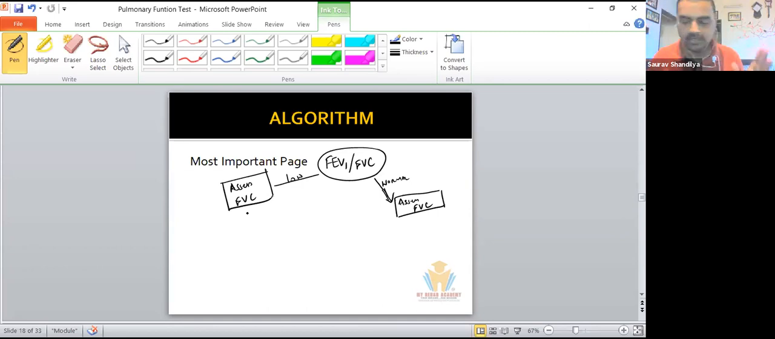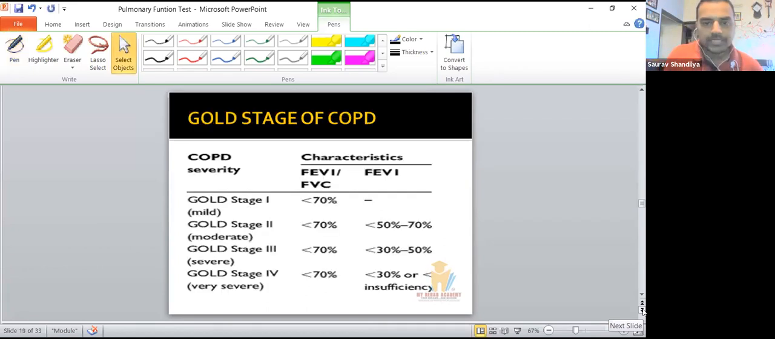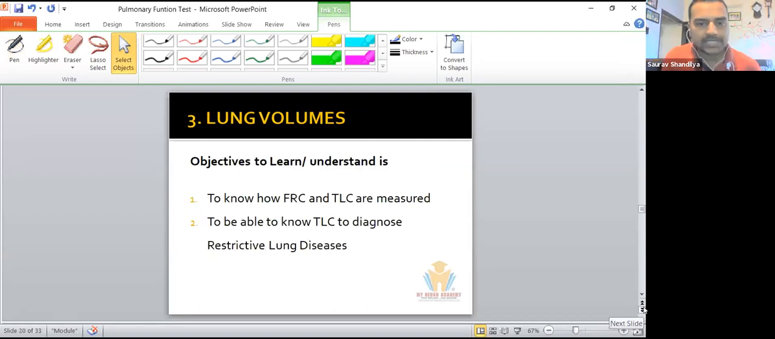Then how will you actually come to this picture? Like, what is the real one? Okay, we'll leave this page in between right now, and we will go ahead and learn how total lung capacity actually works. Okay, this is the GOLD stage. Everyone of you knows about the GOLD stage of COPD, so I will not discuss this.